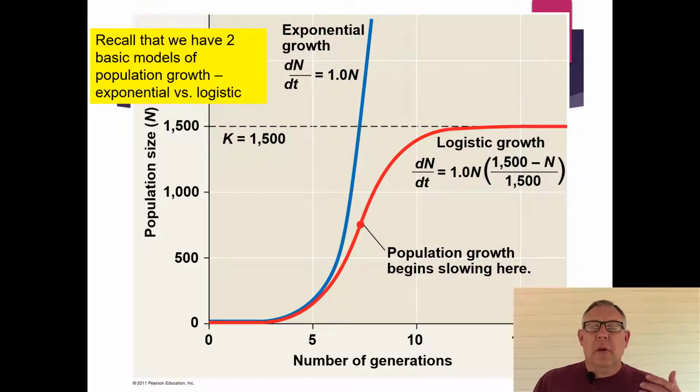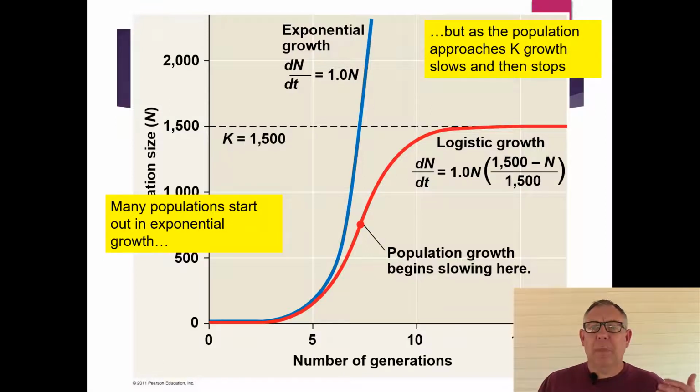You remember that we've got two basic models of population growth, the exponential and the logistic. And so the exponential is when the population just continues to grow, and it grows at an increasing rate. So the rate keeps getting faster and faster, and the population gets larger and larger. And a lot of populations start out this way because you've got basically a perfect situation, unlimited resources and things.